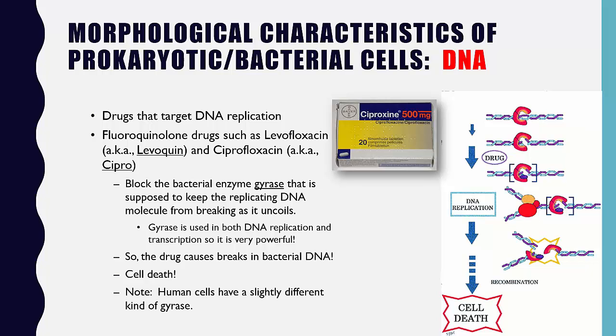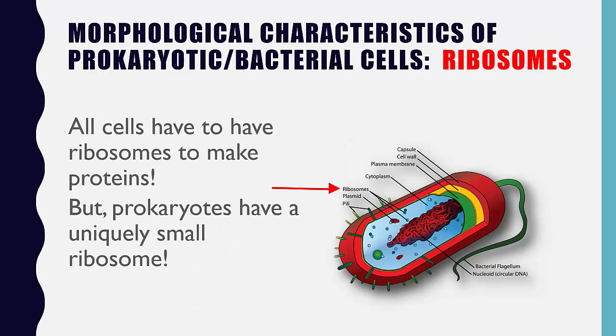Okay. But again, human cells have a slightly different kind of gyrase. But we don't want to have to use that drug if we don't need to. Okay. What about those ribosomes? All cells have to have ribosomes because all cells have to make proteins. But as I mentioned before, prokaryotes have a uniquely small little ribosome.